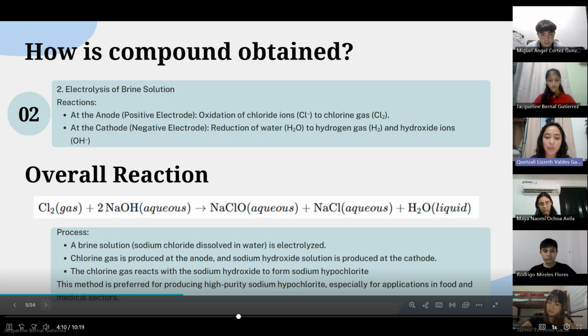The chlorine gas reacts with the sodium hydroxide to form hypochlorite. This method is preferred for producing high-purity sodium hypochlorite, especially for applications in food and medical sectors.